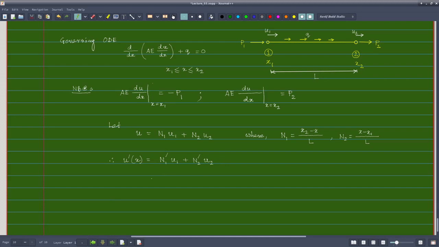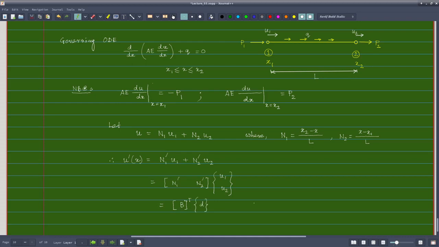So I can write it again in the matrix form as n1 dash n2 dash into u1 u2. Alright, and this we write as another matrix B transpose into D.